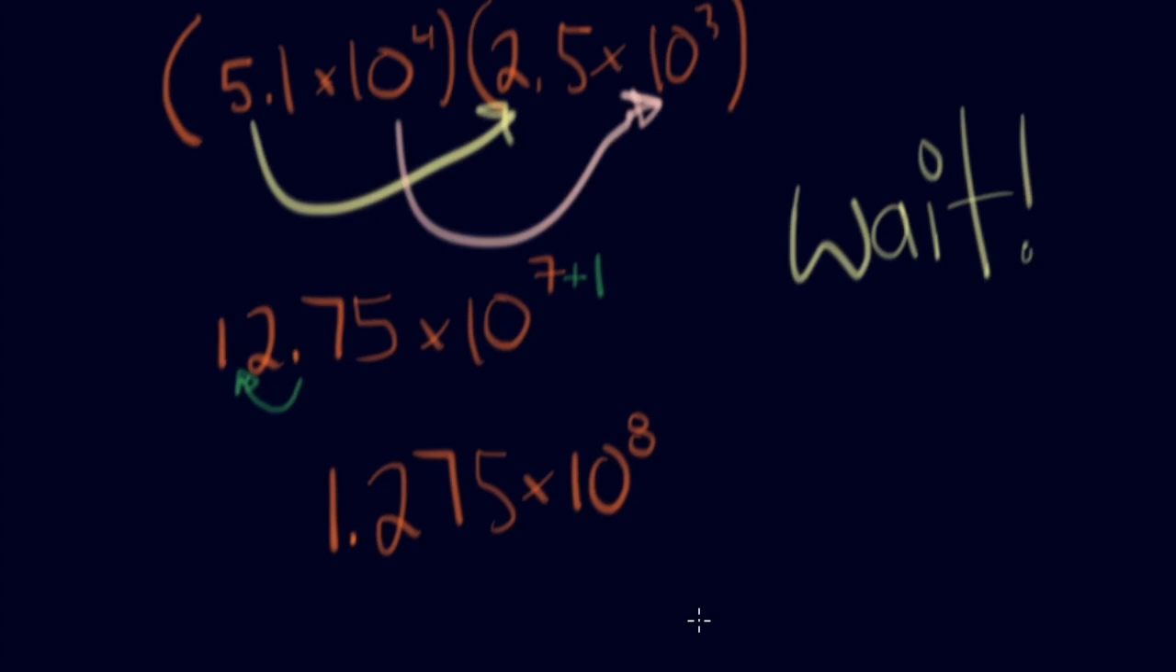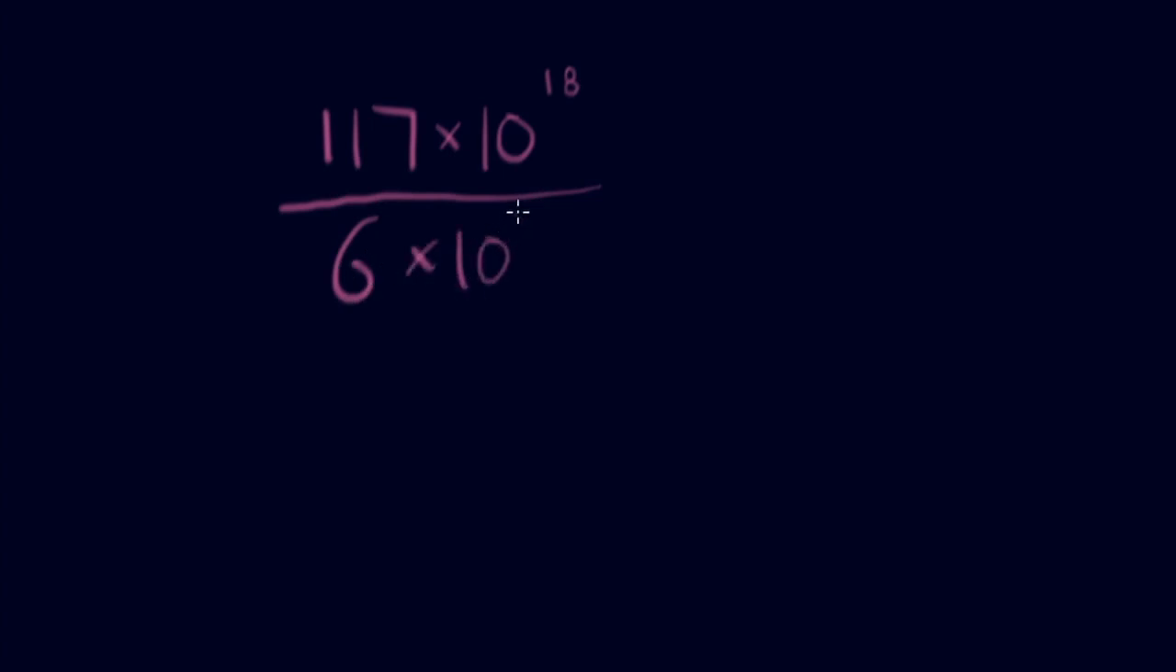Excellent. Let's move on to some dividing. Let's go and think of some numbers. Let's do 117. You never would have guessed 117. Times 10 to the 18th divided by 6 times 10 to the 4th.